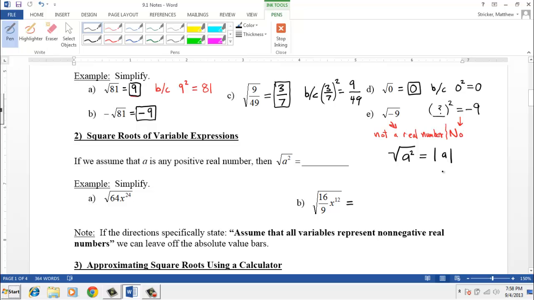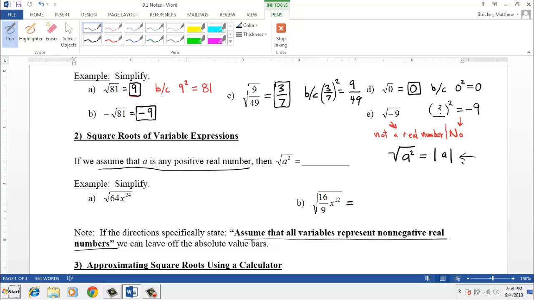Now, most of the time we never include the absolute value, and the reason why we don't have to include it in most of the problems that we will be talking about is because we assume that a is a positive real number. Pretty much all the problems we're going to assume that a is a positive real number. In fact, the directions of your problems will specifically state assume that all variables represent non-negative real numbers. So we're not really going to worry about this too much. We're just going to assume that they're non-negative real numbers, but they could be. Just keep that in mind.